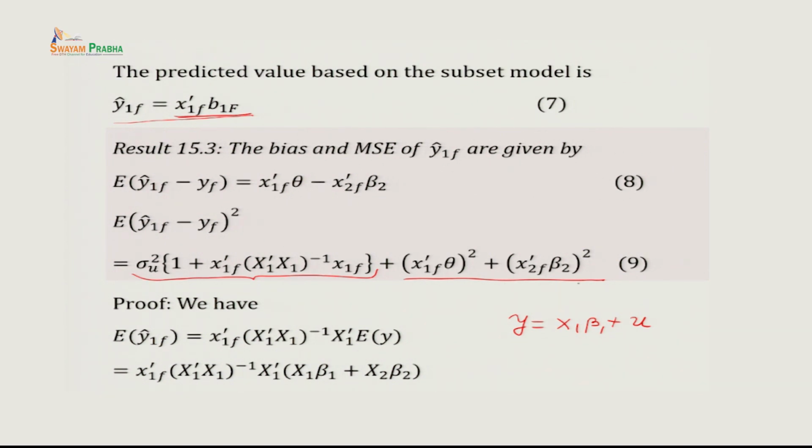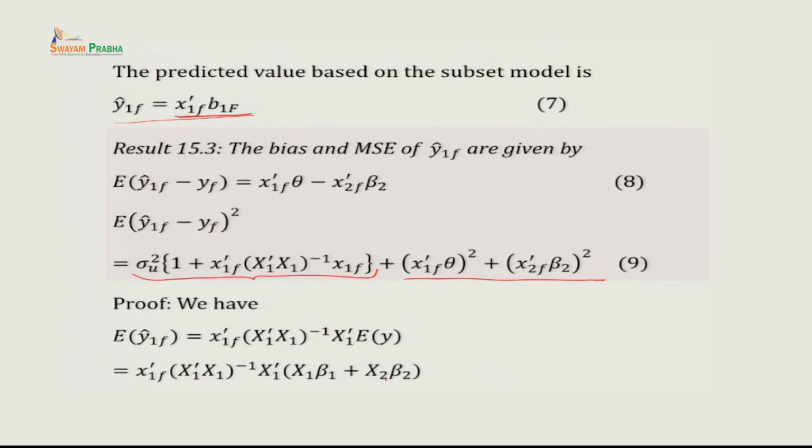So, this part is because of misspecifying the model or because of excluding some of the relevant variables. Now, we have the expectation of y hat 1f equal to x1f transpose (x1 transpose x1) inverse x1 transpose expectation of y. We have just substituted the value of b1f, then we have taken the expectation, and the expectation of y is equal to x1 beta1 plus x2 beta2.